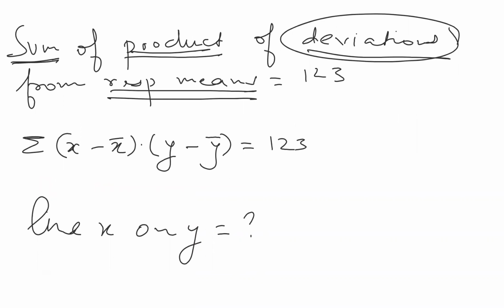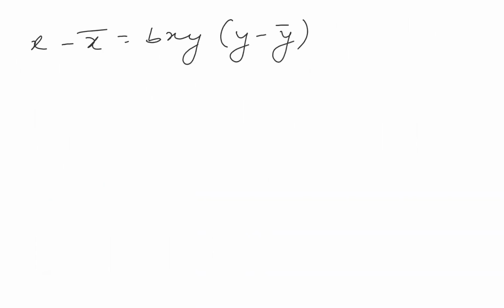So the line x on y: x minus x bar equals bxy times y minus y bar. Equation number one. We know what x bar and y bar are. The thing that we don't know is bxy. Now, should we use the formula for r in bxy?